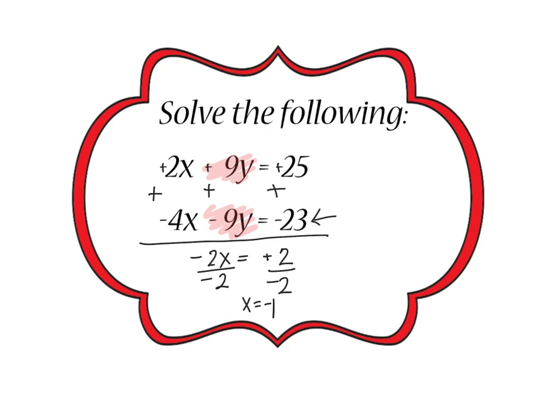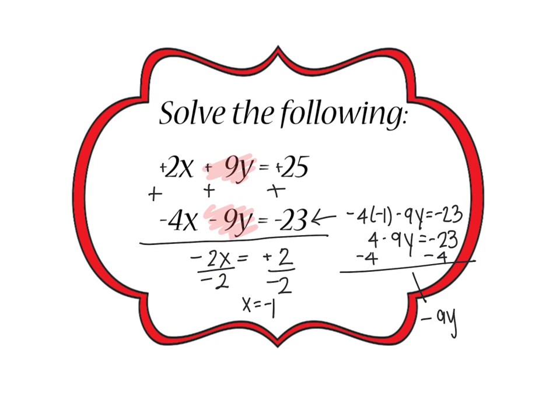If I plug that back in, I get 4 minus 9y equals -23. I subtract 4 from both sides. I get -9y equals -27. And when I divide by -9 on both sides, y equals 3. So the answer to this system is -1, 3.